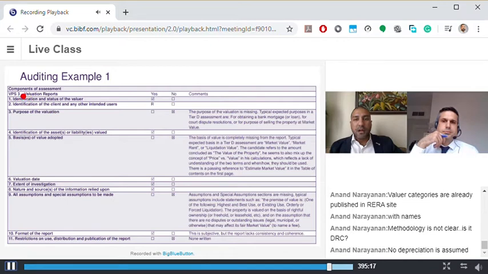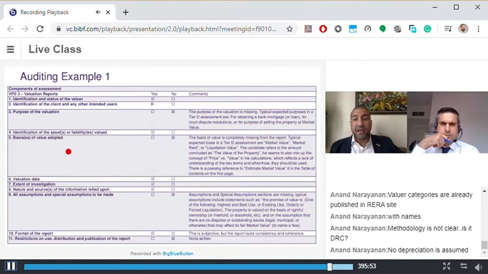According to VPS 3 or IVS 103, remember the 16 points. Identification and the status of the valuer: he identified himself. Identification of the client: he did so successfully. Purpose of the valuation: the purpose is missing. He did not specify the purpose of the valuation. Typically, we would expect bank mortgage or loan, court dispute, selling the property. That was completely missing. Identification of the asset: he had a very nice description of the asset.